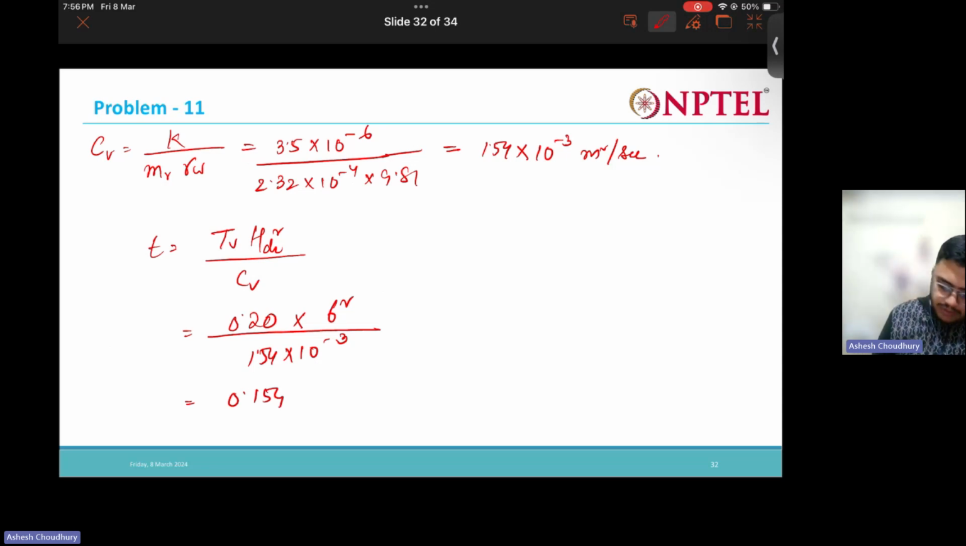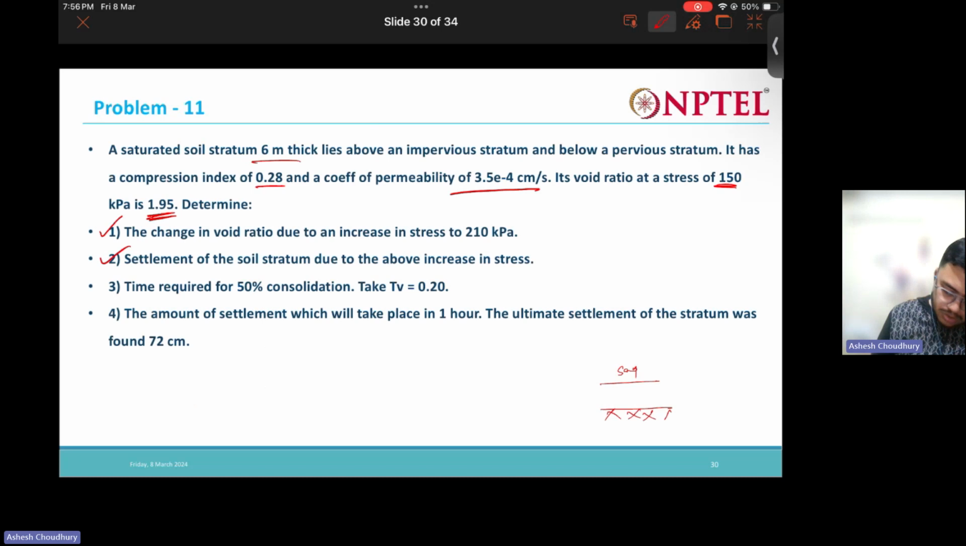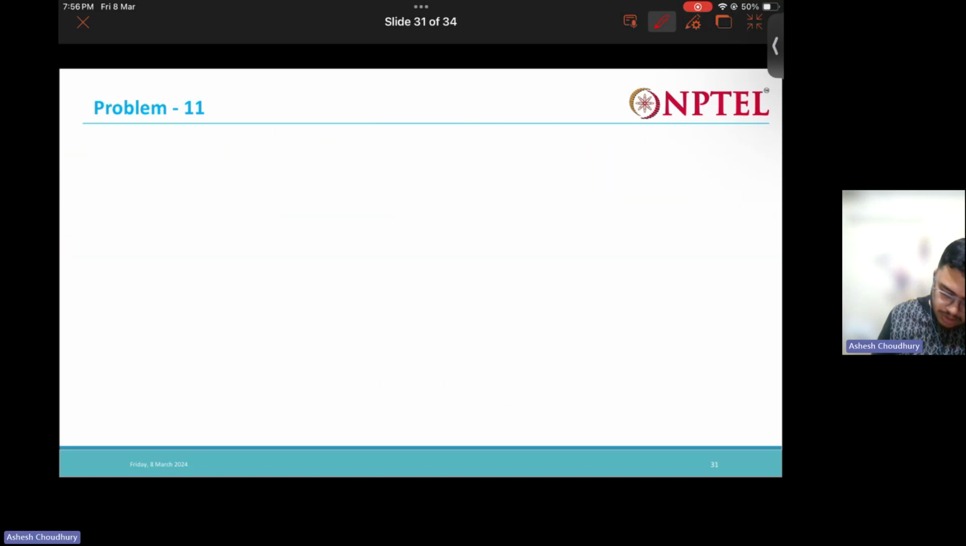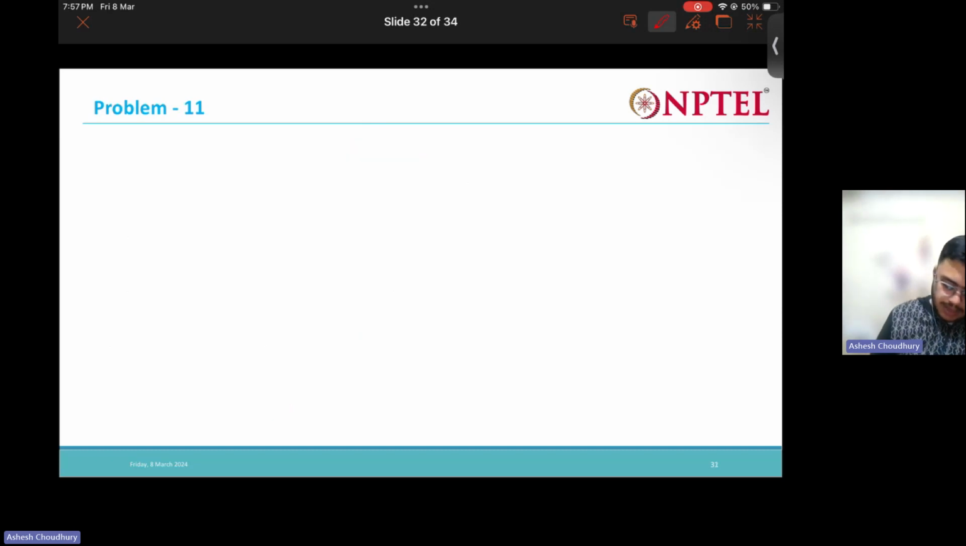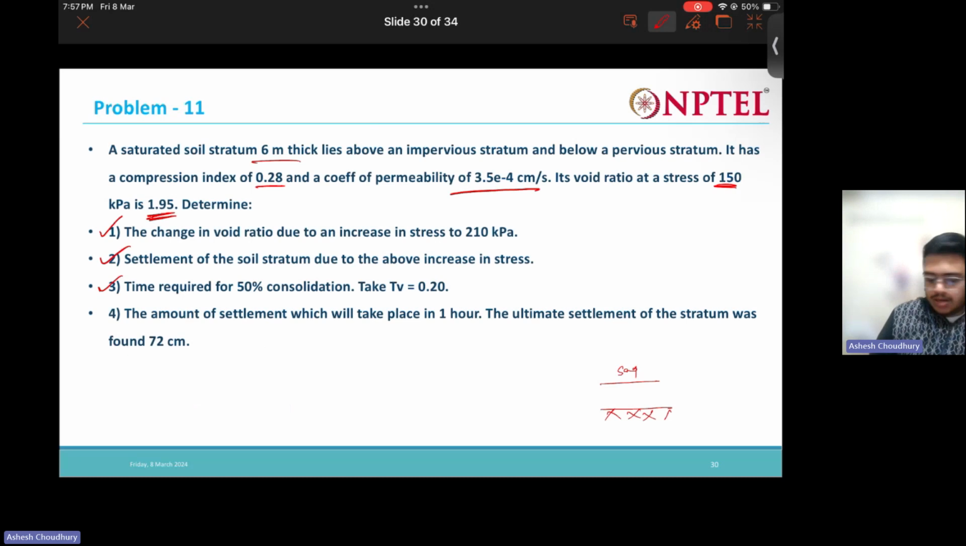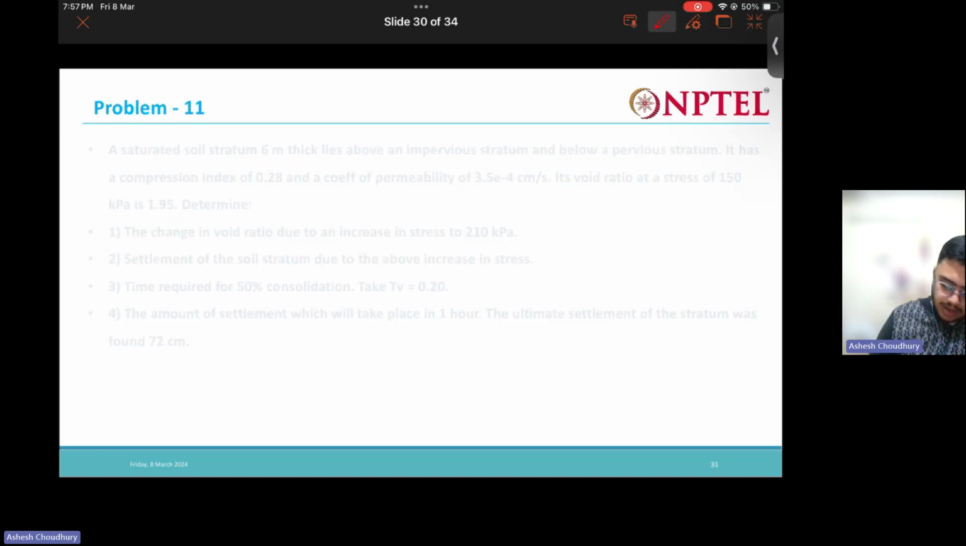So this one will come out as 0.154. Sorry, what did I write? Sorry, this will come out as 1.279 hours. Okay, this will come out as 1.2. So time you found out. The fourth one is the amount of settlement that will take place in 1 hour. The ultimate settlement of the stratum was found to be 72 centimeter. So for 1 hour, what is the TV?